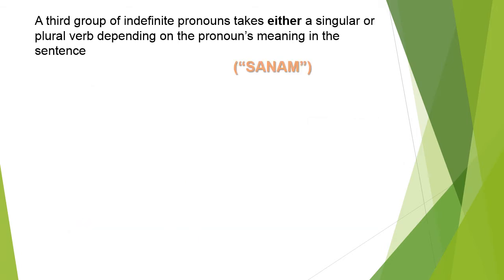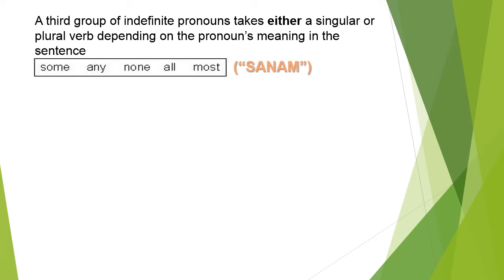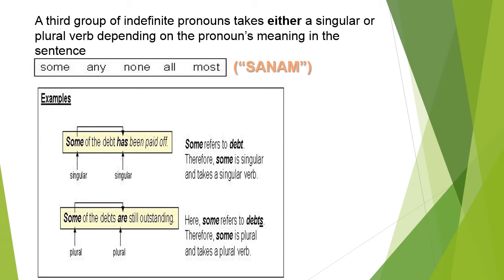Nice. Now, a third group of indefinite pronouns take either a singular or plural depending on the pronoun's meaning, as in the sentence. Some, any, none, all, and most. The word that combines them is sanam. Some of the debt has been paid off. Why? Some refers to debt, therefore some is singular and takes a singular verb.